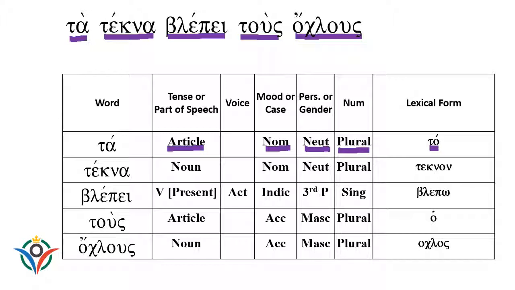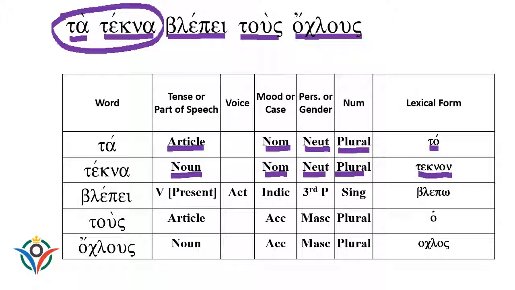All right, so we know that the article will agree with the noun that it's modifying in gender, number, and case. So let's see if that's true. Our noun is tekna. So it also is nominative, neuter, plural from teknon. So that is the children. Then we have a verb, blepei. And that is present, active voice, indicative, third person singular from blepō.